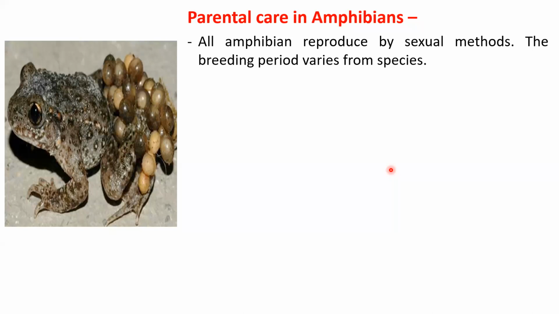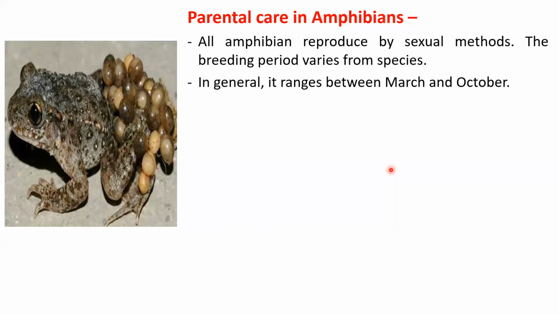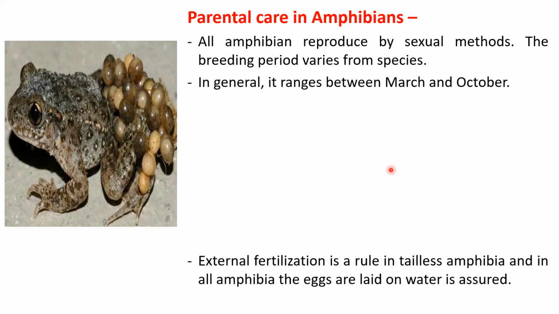Then it is also noted that in amphibians, all the amphibians reproduce by sexual methods, and the breeding period varies from species to species. So amphibians जे आहेत, मेल आणि फिमेल हे दोन्ही सेक्स वेगळे आहेत, आणि they carry out the process of reproduction by sexual method. Then the breeding period varies from species to species. In general, it ranges between March to October.